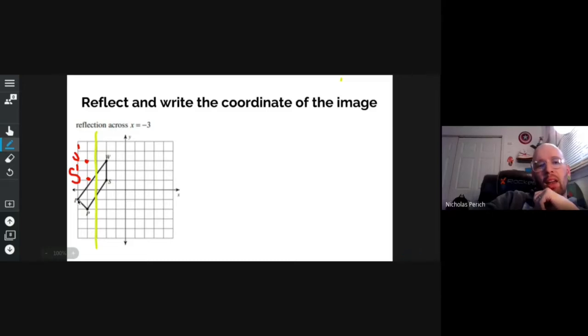See that I? That I is 2 units on the left side of the mirror. So I prime is going to be 1, 2 units on the right side of the mirror. P is 1 unit on the left side of the mirror, so P prime is going to be 1 unit on the right side of the mirror, baby. Ooh, it's like an angel. It's like the letter X.